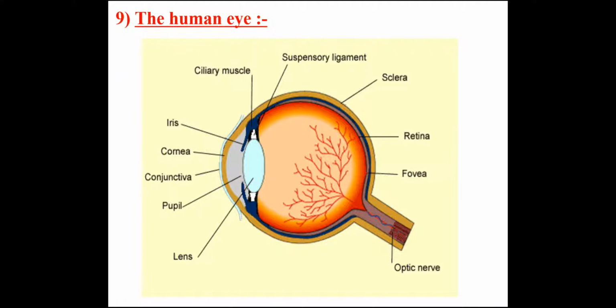Now the human eye, this is the most important sensitive organ of the human being. This is the picture of the human eye, the diagram of the human eye with the labeling. If we see here, the labels are lens, pupil, conjunctiva, cornea, iris, ciliary muscles, suspensory ligaments, sclera, retina, fovea, and finally, the optic nerve.